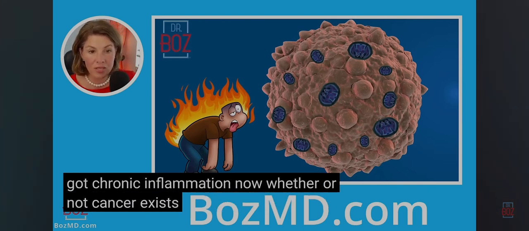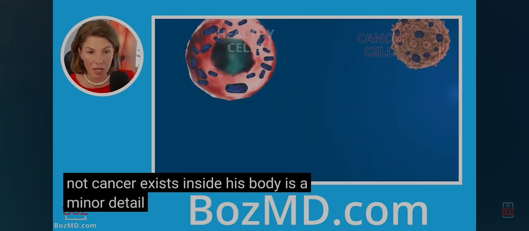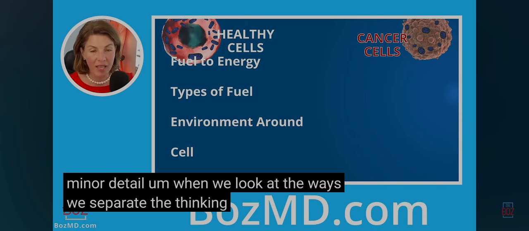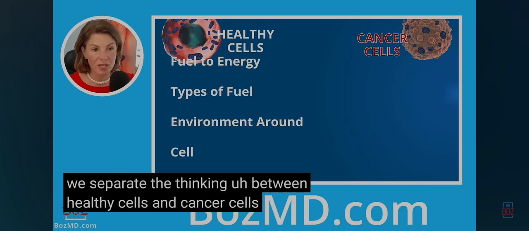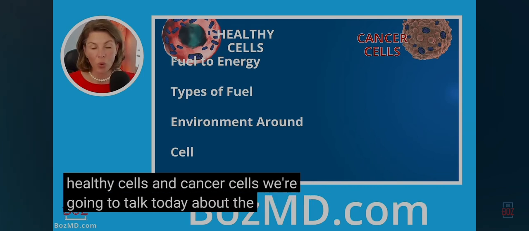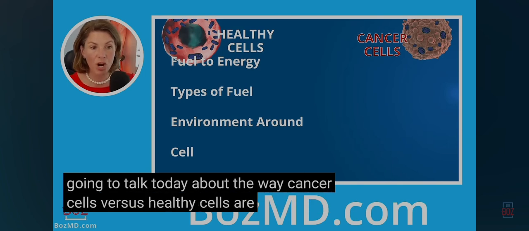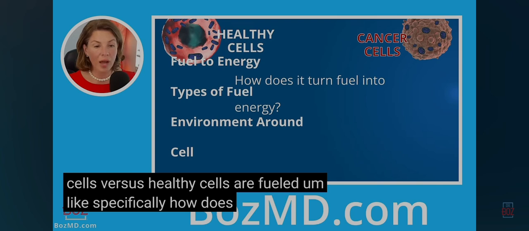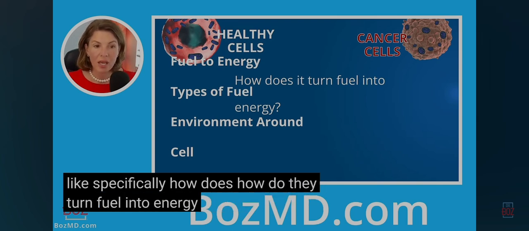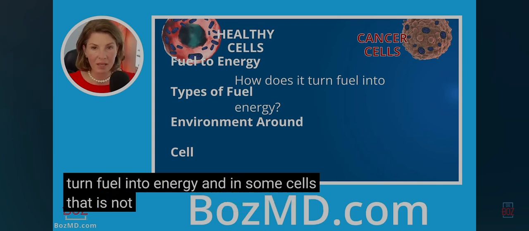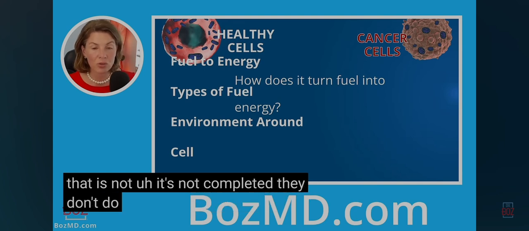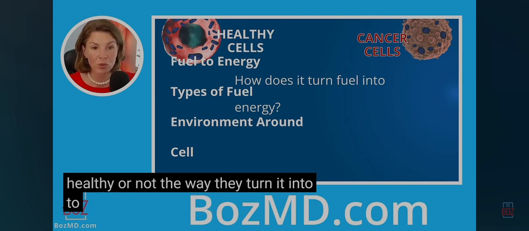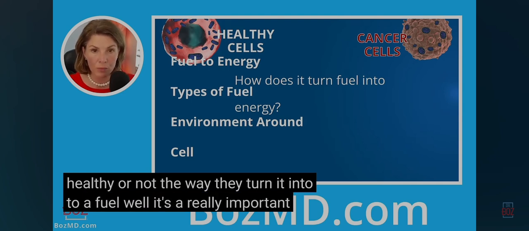Now, whether or not cancer exists inside his body is a minor detail. When we look at the ways we separate the thinking between healthy cells and cancer cells, we're going to talk today about the way cancer cells versus healthy cells are fueled. Specifically, how do they turn fuel into energy? And in some cells that is not completed. They don't do an efficient job of that. But healthy or not, the way they turn it into a fuel is a really important process.